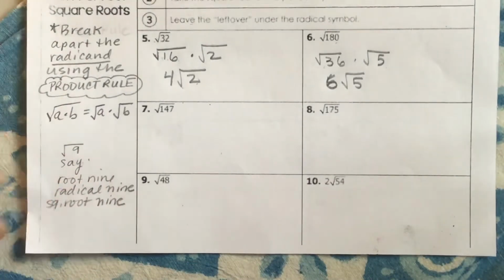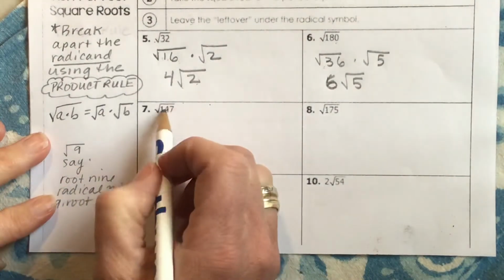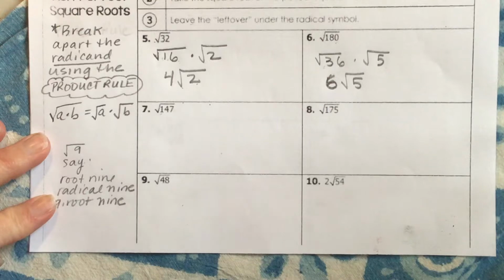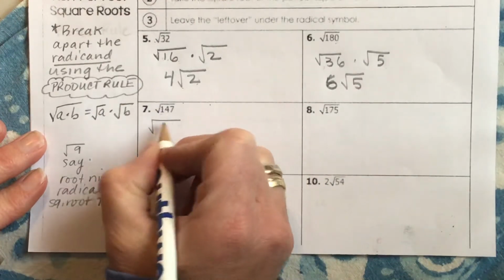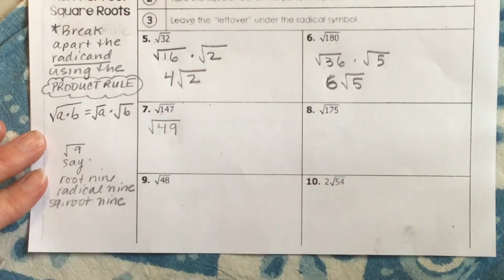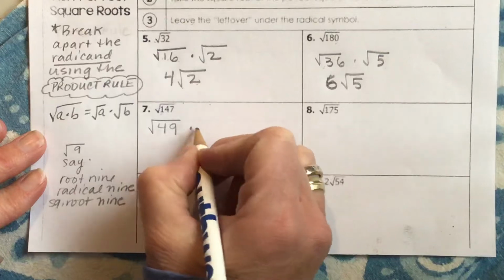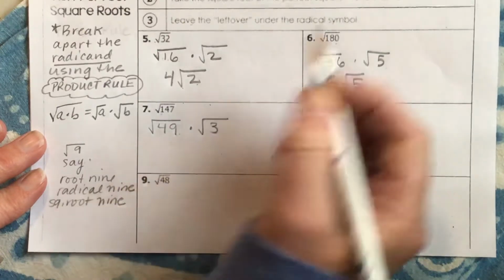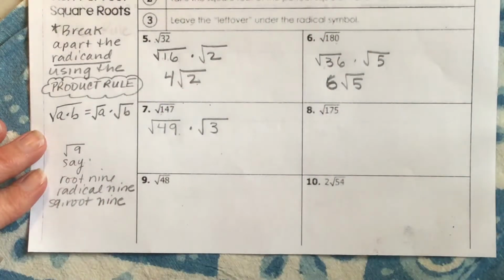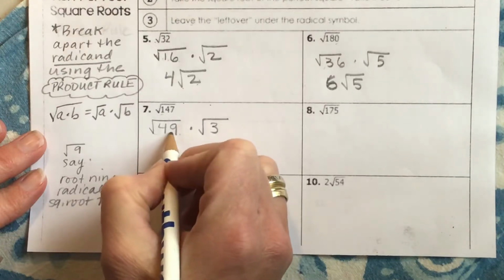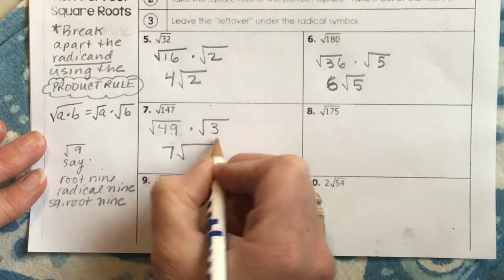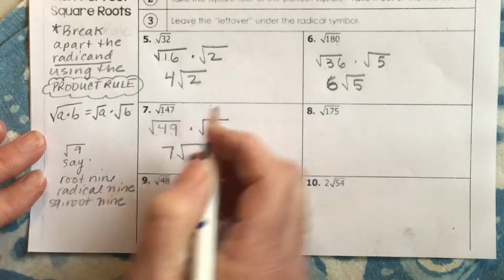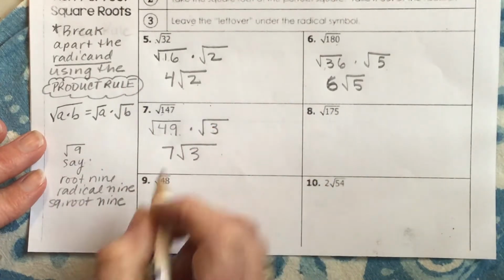Down to 7. So 7, I see this 147. Now, I Googled what are the factor pairs of 147. And that was very helpful because I found that one of its factors was 49. And I like 49 because 49 is a square number. The square root of 49, this is one of my favorites, is 7. So take the square root, and then root 3, I can't do anything with, so that's as simplified as it gets. Okay.